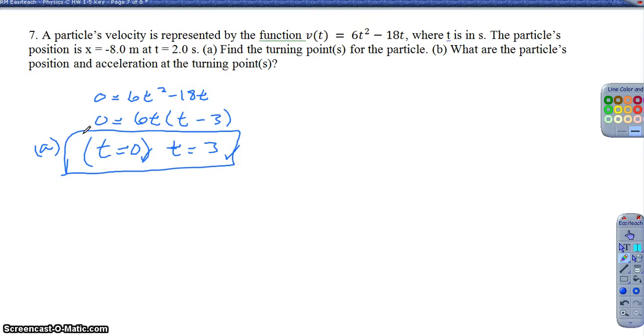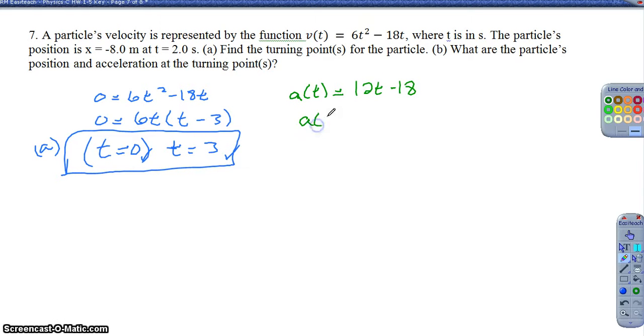Okay, so anyway, part B then, just like question 6, wants us to find the position and the acceleration at those turning points. So we need to find our position and our acceleration functions. We'll start with the easy one, let's actually just find our acceleration function first. The acceleration function, once again, is the derivative of this, so 12t minus 18.